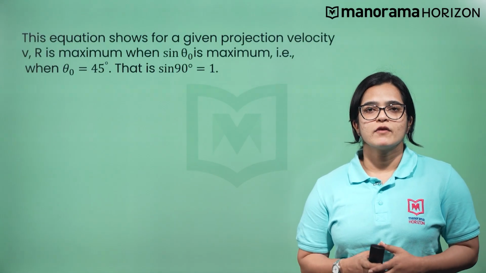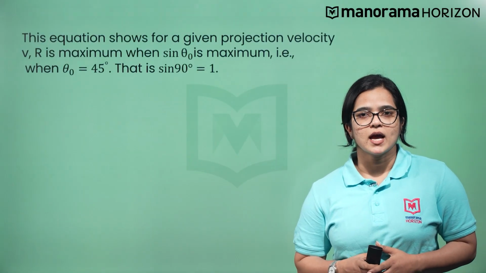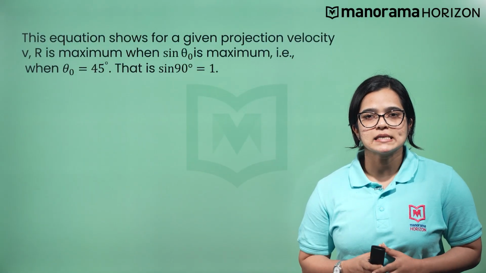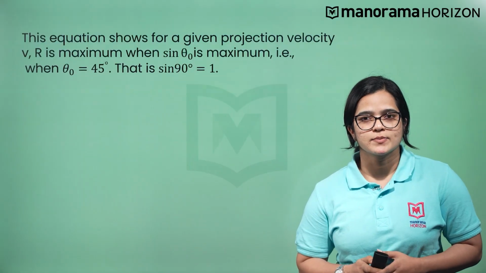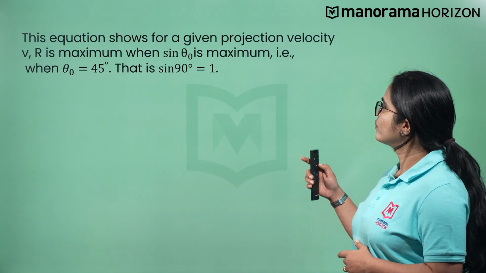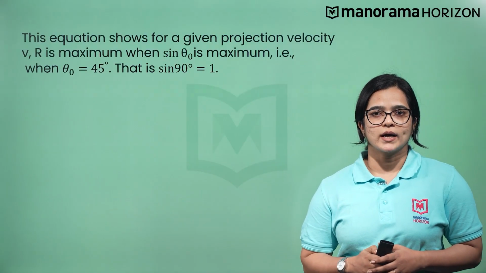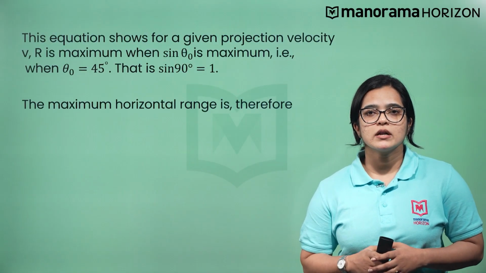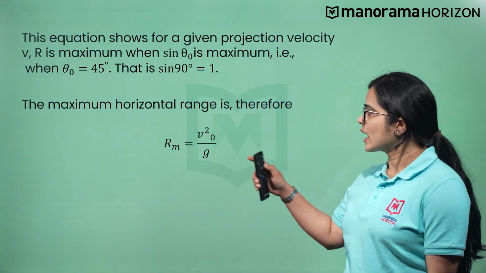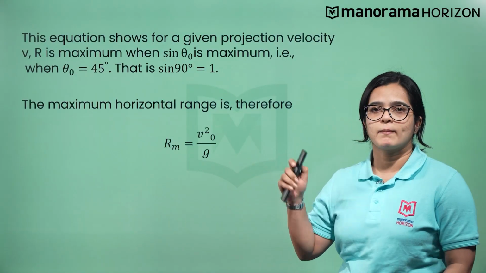This equation shows that for a given projection velocity V0, R is maximum when sine 2 theta 0 is maximum. That is, theta 0 will be 45 degree, that is sine 90 degree equal to 1. The maximum horizontal range is therefore Rm equal to V0 square by g.